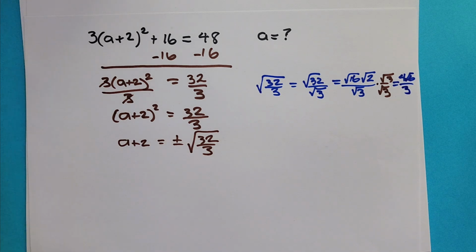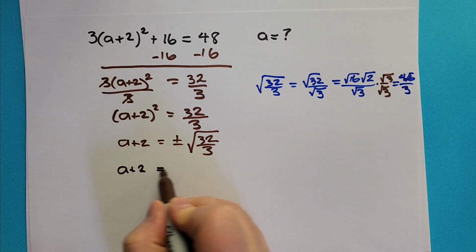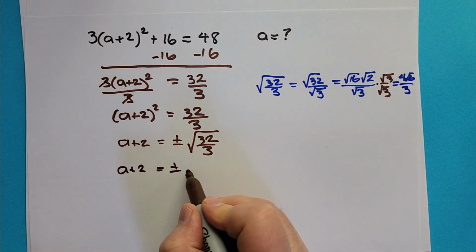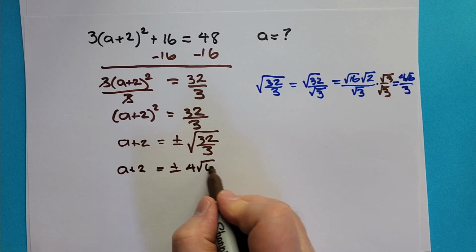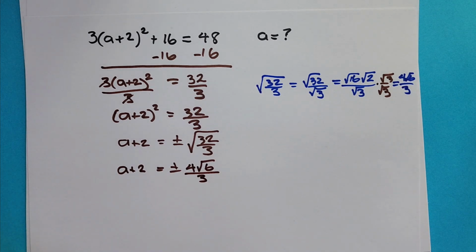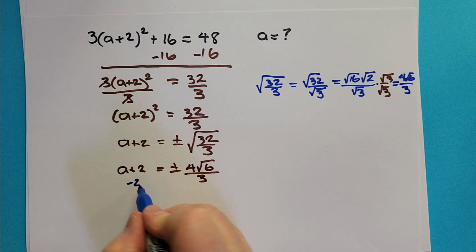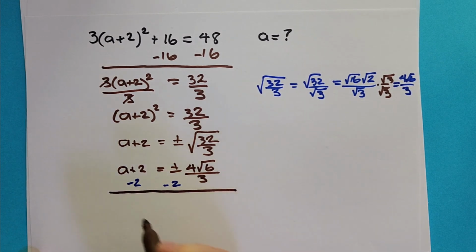And as you do this process, it doesn't seem like that was simpler, but it's following the convention at least. So we'll rewrite our equation. A plus 2 is equal to plus or minus 4 radical 6 all over 3. And then we just need to move that 2 to the other side of the equation. We'll subtract out the 2 on both sides using the additive inverse. And that does it for us.